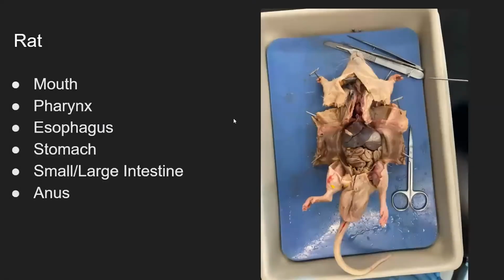I'm also going to be talking about the digestive system. Some key components in the digestive system would be mouth, pharynx, esophagus, stomach, small and large intestine, and the anus for the rat. So what happens with the rat is the rat would use their mouth to eat their food. They would chew with their teeth, and the enzymes in their saliva would break down the food. They would then swallow it, which goes from the pharynx to the esophagus into the stomach.